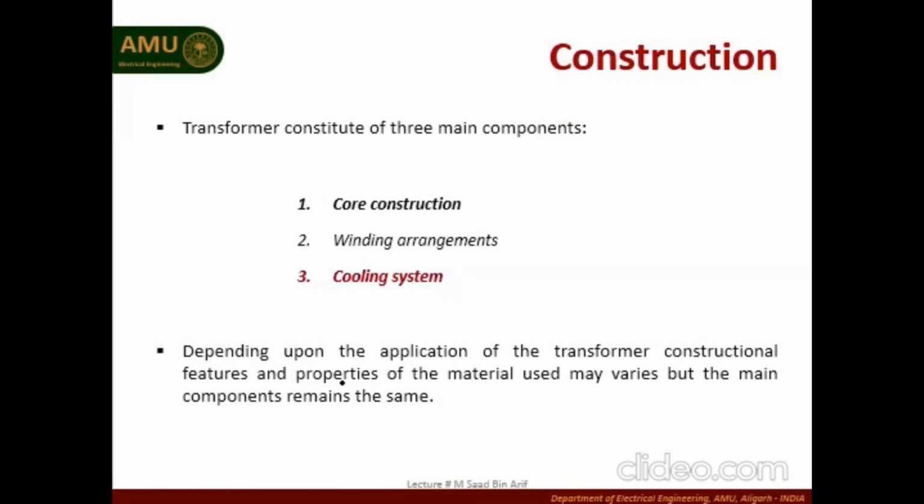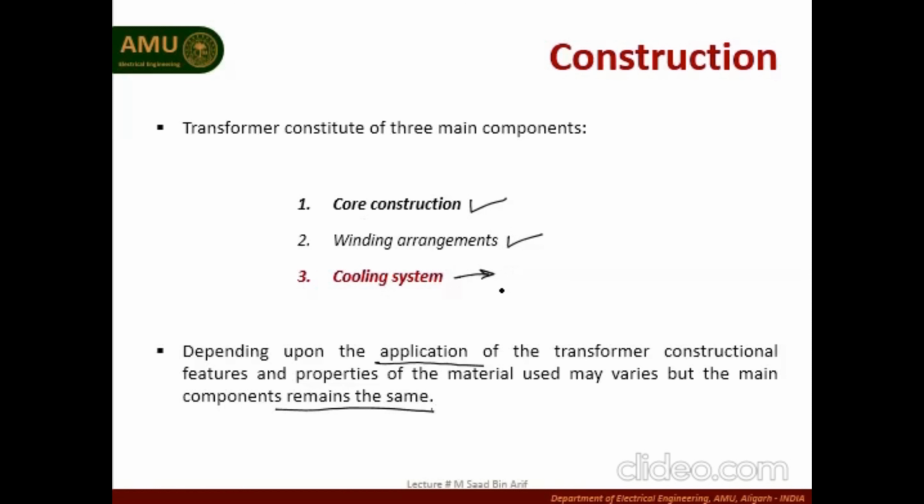So depending upon the application, the constructional features and the properties of the material used may vary, but the main components remain the same. That is, every transformer has a core. The construction of the core can vary. For example, for a high rating transformer, we may use an iron core, but for a small rating transformer, we can use air as a core. Similarly, the winding arrangement and the material of the winding may vary depending upon the rating and the application of the transformer. The same is true of the cooling system.